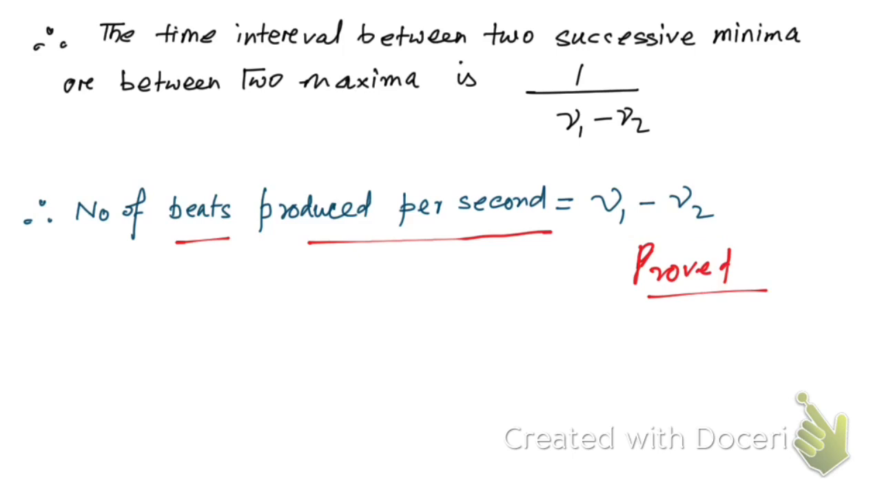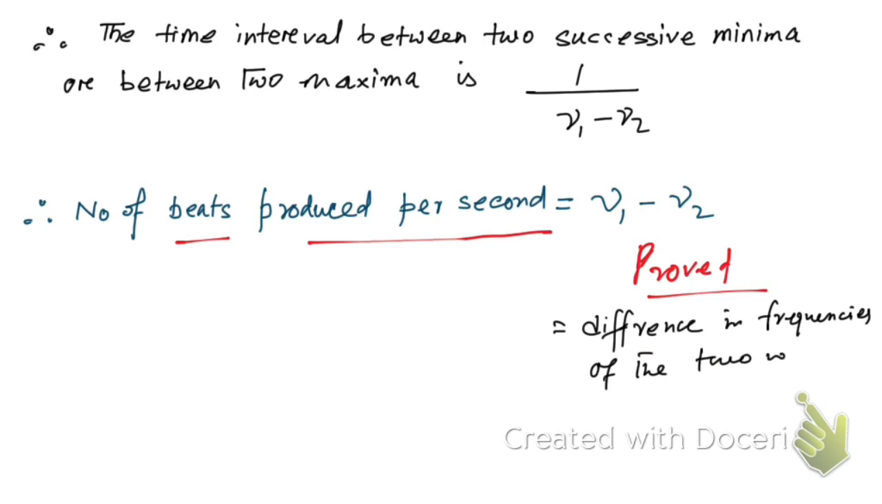The number of beats produced per second is equal to the difference in frequencies of the two waves. So hope you have understood this.